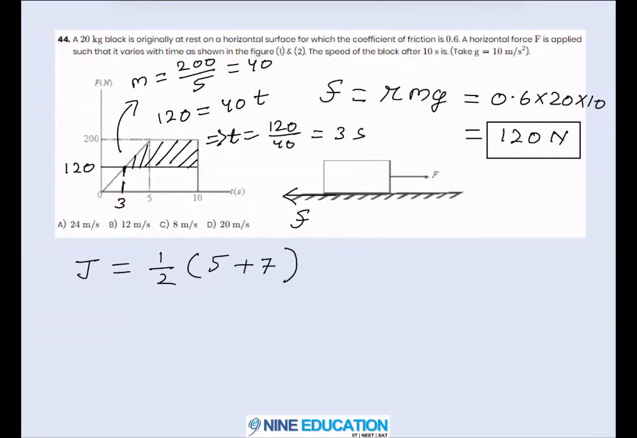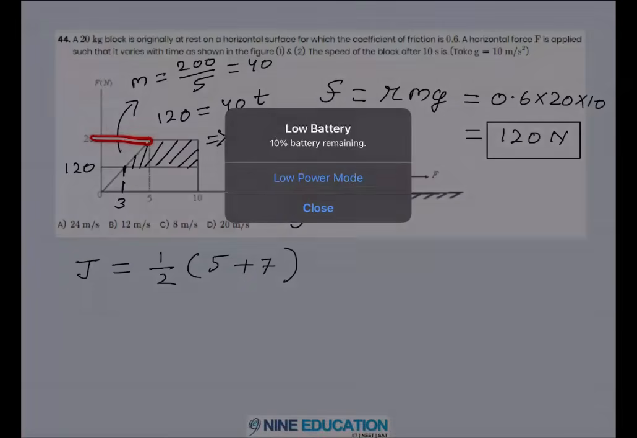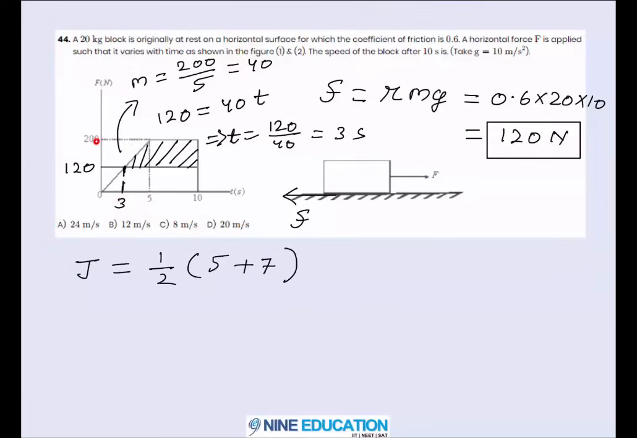Okay. Now, which height are we talking about? We are talking about this particular height, right? So this is 200 Newton and this is 120 Newton. So what do you think this particular height will be? That will be 200 minus 120, which is about 80. So the height is 80.